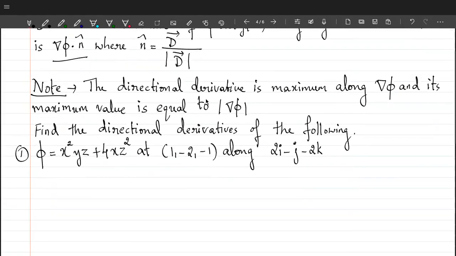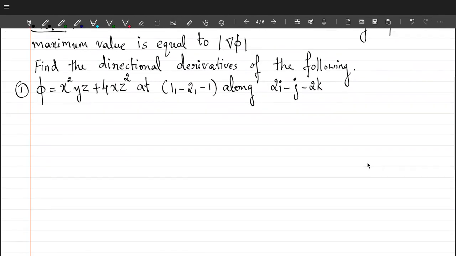Then there is one important note here. For today's problems, I won't be using this. For the next problems, I'll be using this note here. The directional derivative is maximum along del phi. That is, you can even say that the directional derivative is maximum along the gradient of phi, and its maximum value is equal to magnitude of del phi.